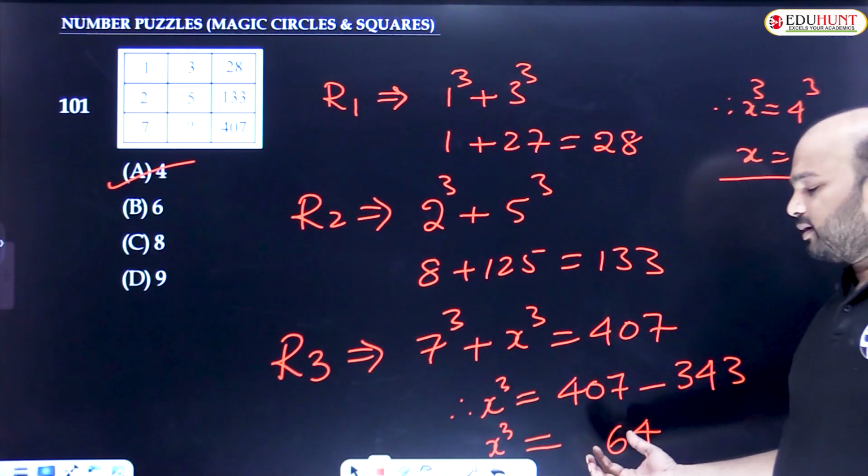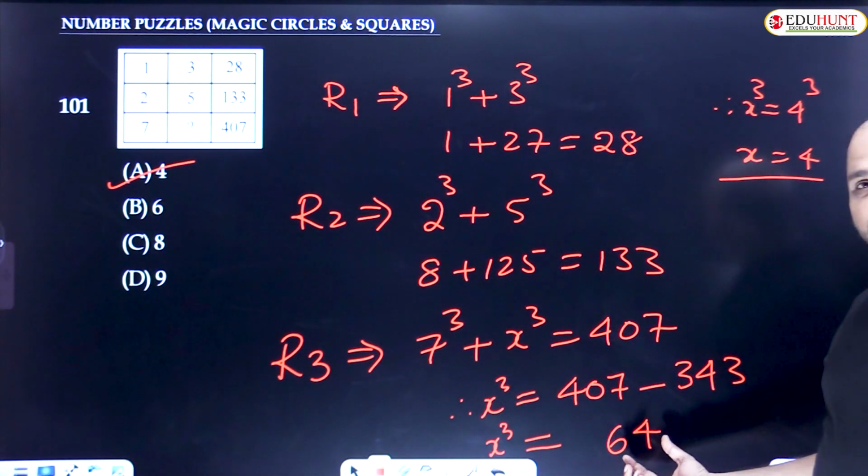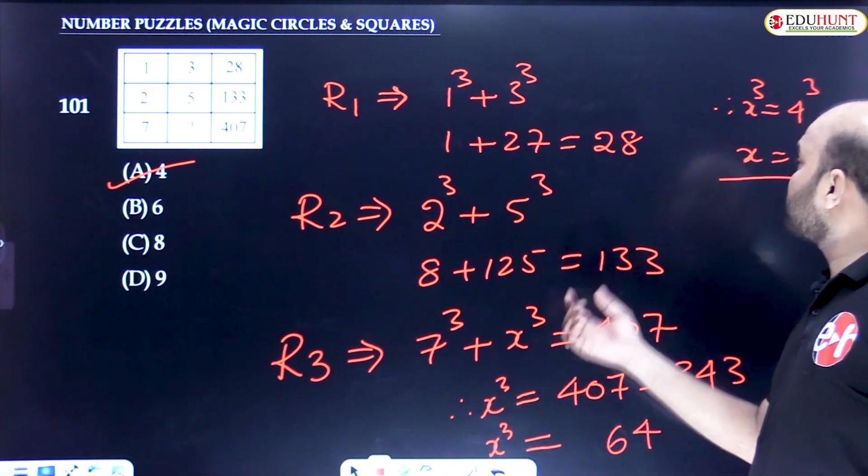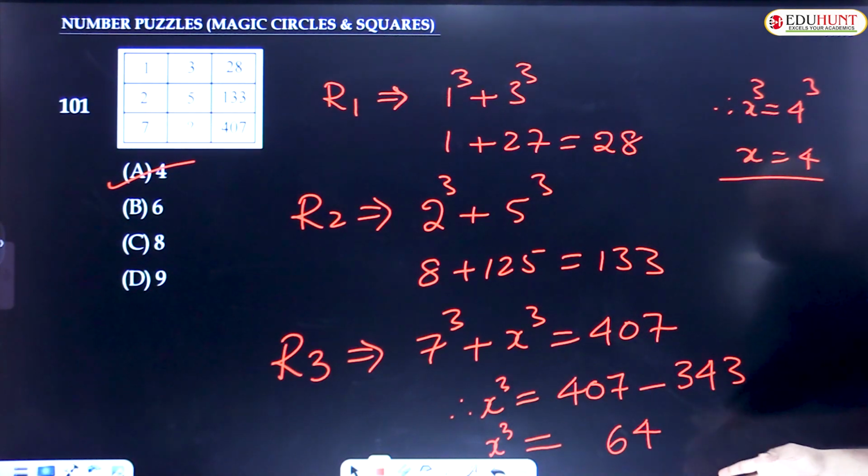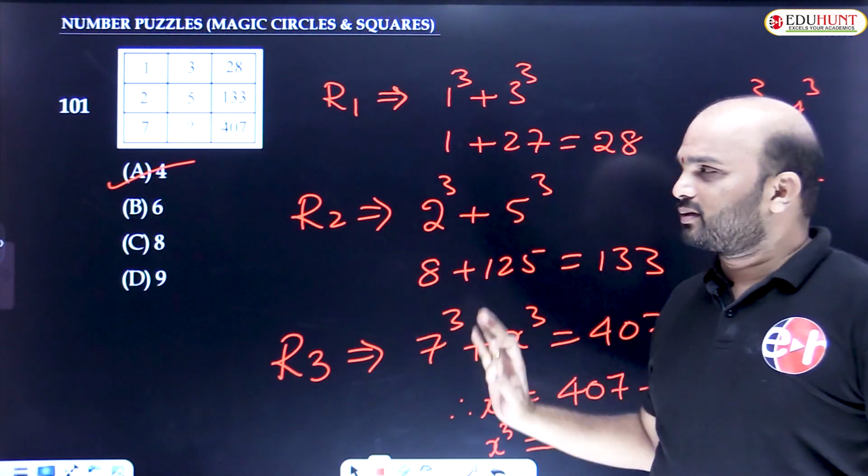So 64 is a perfect cube number, the 4 cube value. So x cube equals 4 cube, therefore x equals 4. Option A is the required answer.